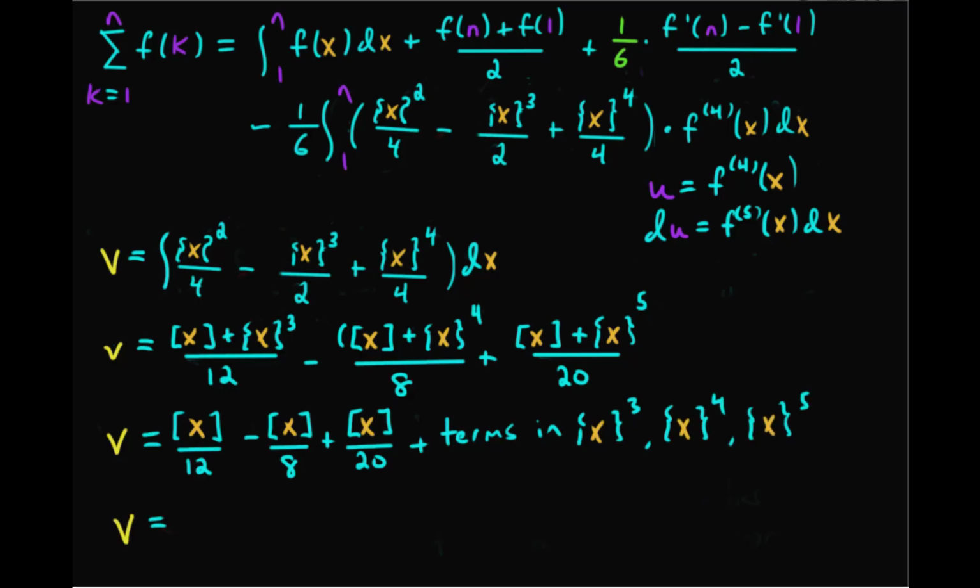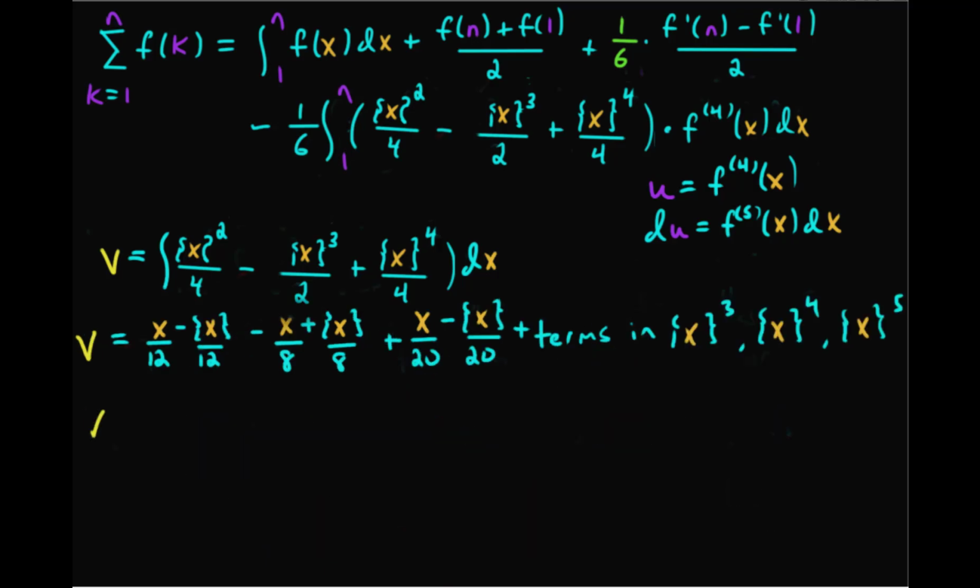And then recall that the floor of x is equal to x minus the fractional part of x. So I'll have that v equals x over 12 minus the fractional part of x over 12 minus x over 8, and then I have a double negative, so plus the fractional part of x over 8, and then plus x over 20 minus the fractional part of x over 20, plus all of those other terms in the fractional part of x cubed, fractional part of x to the fourth, fractional part of x to the fifth. So I can take my fractional part of x terms as well and set those aside.